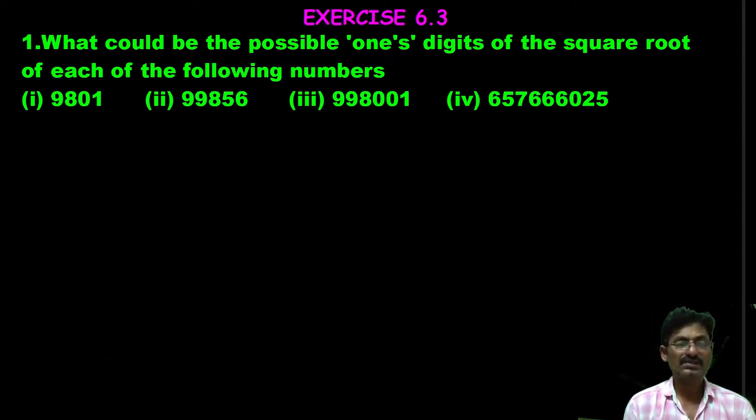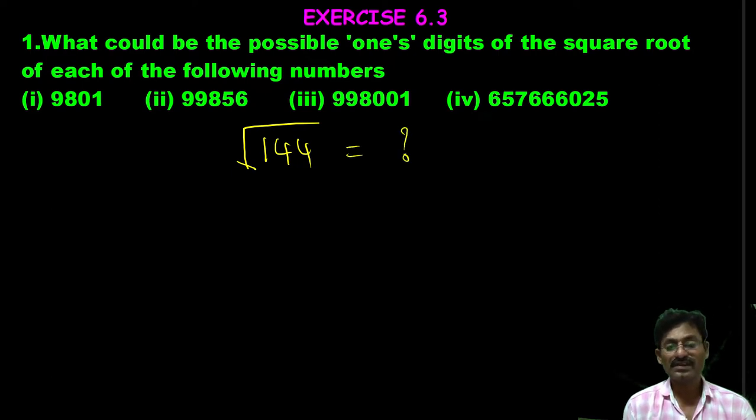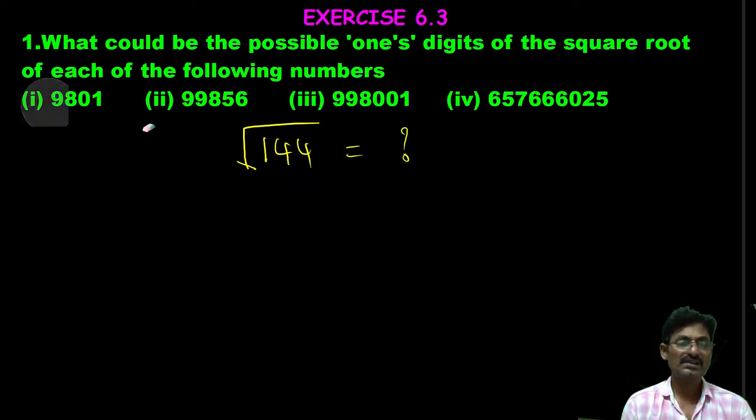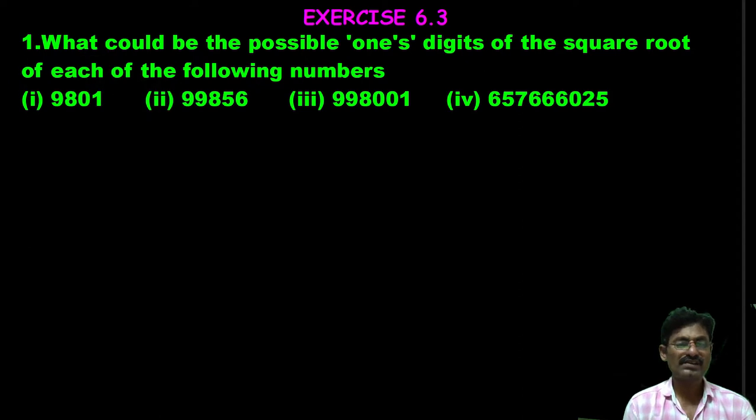Suppose we are given 144 and we need to find the square root of 144, but we don't know it. Now what could be the possible units digit? That is what we need to find out. Before going to this one, let us write what is the square root of 1? That is 1. Square root of 2 we don't have, so square root of 4 equal to 2.